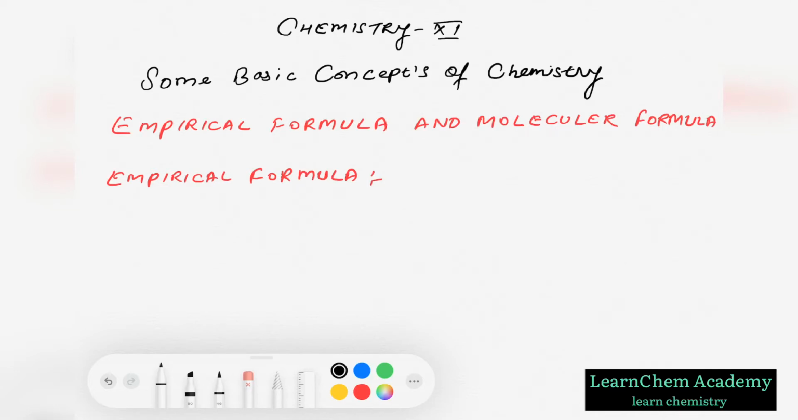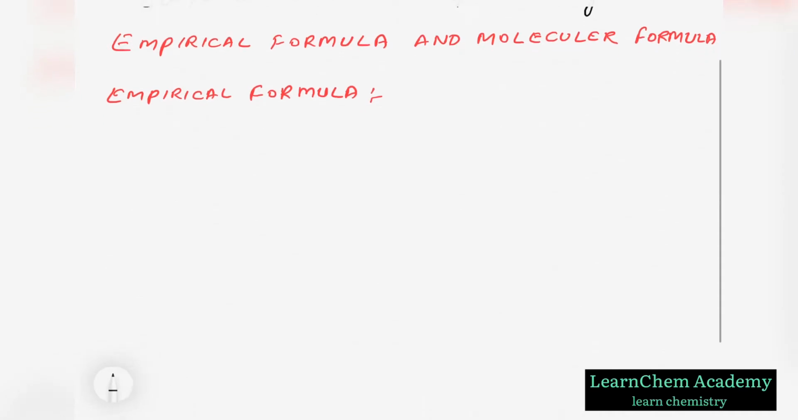So the empirical formula of a compound expresses the simplest whole number ratio of atoms of various elements which is present in one molecule of the compound. That is called the empirical formula. So we can write the definition.